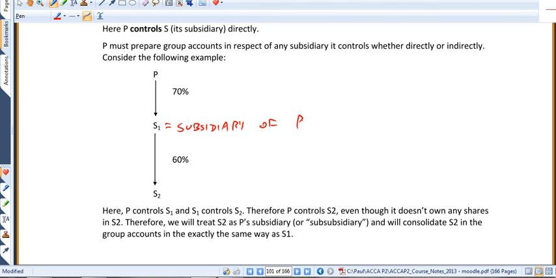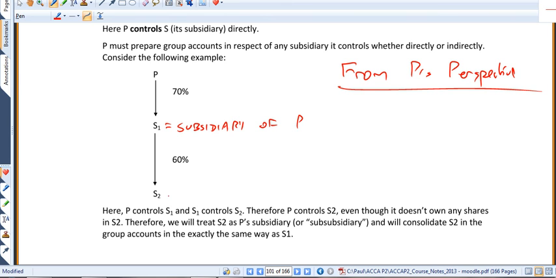Now, the thing to bear in mind in this chapter is that everything we do is from P's perspective. Everything we do is from P's perspective. Most of the mistakes that can be made in this chapter essentially forget that we're looking at everything from P's perspective, because we are going to be preparing the P group accounts, incorporating all of P's subsidiaries. Now here, S1 is clearly a subsidiary of P.